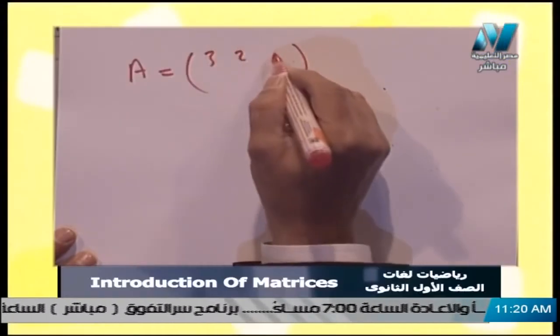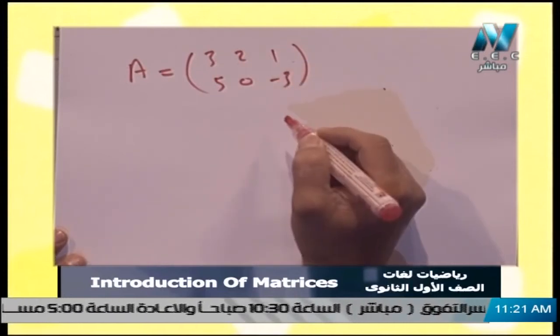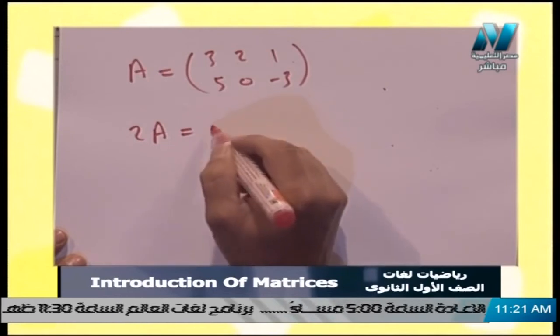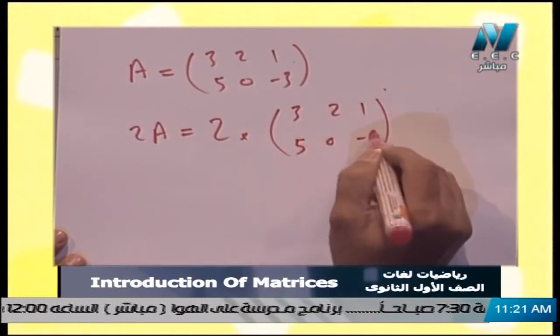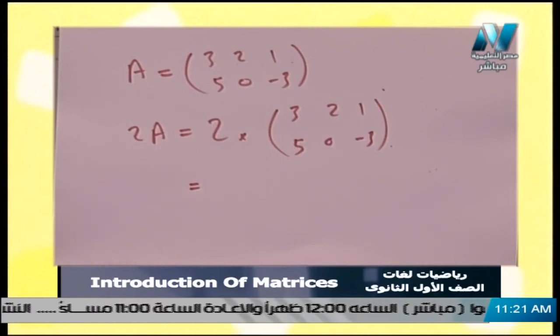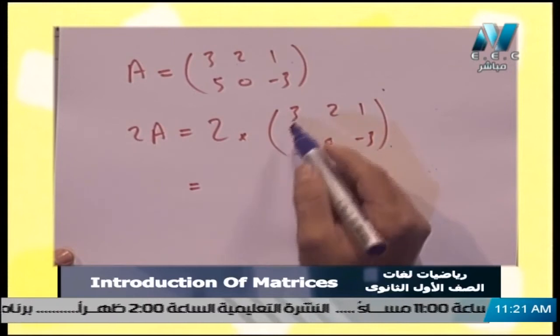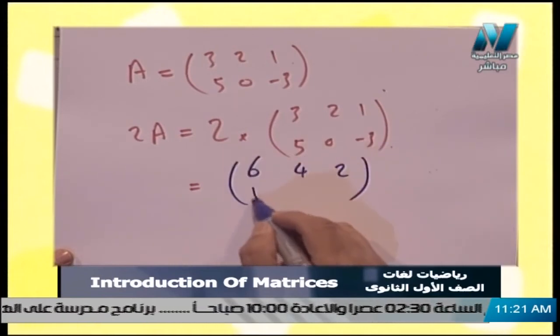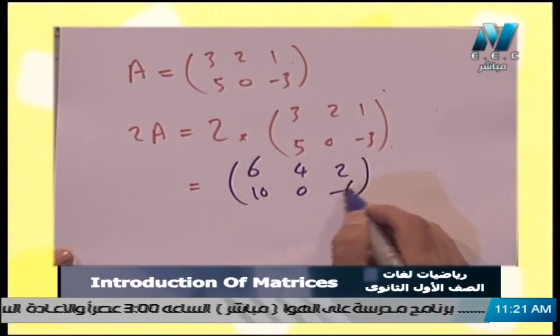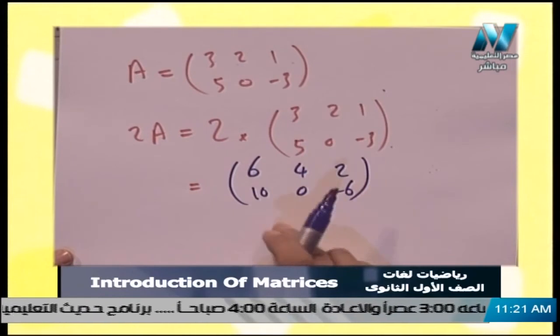What's scalar multiplying? Scalar multiplying means, my dear students, a number multiplied by a matrix. Let's see, if we have a matrix A like that, 3, 2, 1, 5, 0, negative 3, and we would like to find out 2A. 2A means 2 multiplied by this matrix A. We will multiply each element here by 2. 2 multiplied by 3 equals 6, 2 multiplied by 2 equals 4, 2 multiplied by 1 equals 2, 2 times 5 equals 10, 2 times 0 equals 0, 2 times negative 3 equals negative 6. So the resulting matrix equals 2A. Okay?